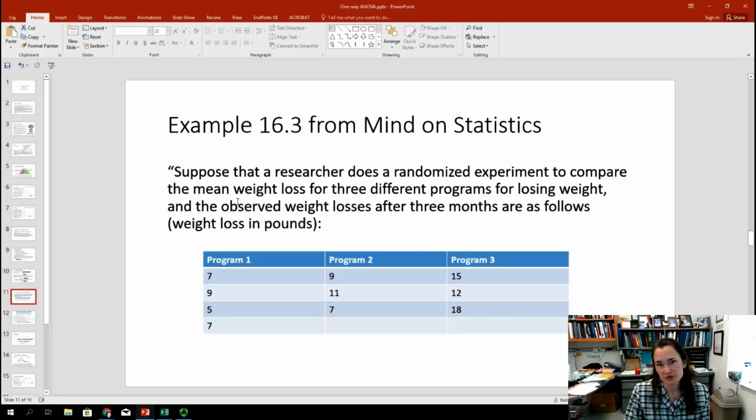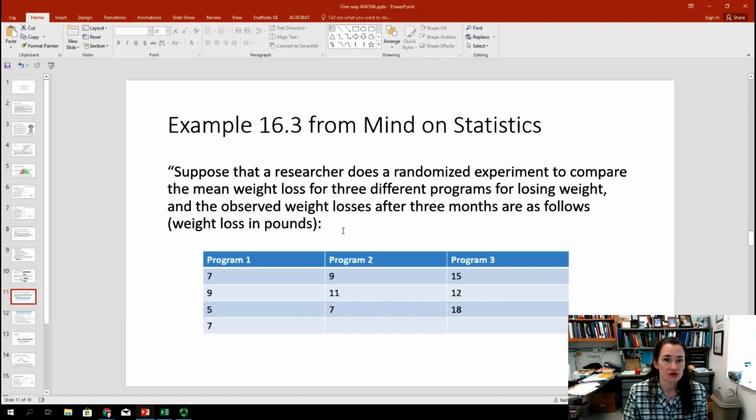Now, these formulas are pretty meaningless until you start to apply them to a specific problem. So the problem that I've chosen to show here is example 16.3 from the Minds on Statistics book that I talked about earlier. That problem goes like this. Suppose that a researcher does a randomized experiment to compare the mean weight loss for 3 different programs for losing weight. And the observed weight loss after 3 months are found as follows in the table here. The weight loss is given in pounds.